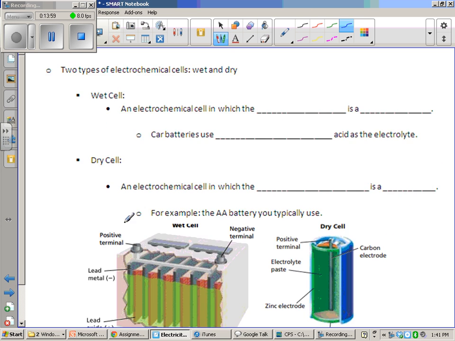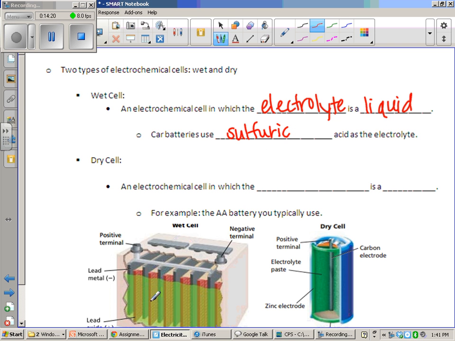Okay, there's also two different types of electrochemical cells, wet cells and dry cells, which are easy to remember because a wet cell is an electrochemical cell in which the electrolyte is a liquid. Like car batteries use sulfuric acid as the electrolyte. Okay, so here's your wet cell example, which looks more like a car battery. And then your dry cell, which you probably use on a more regular basis, like a AA or a AAA, that's a dry cell battery. It's because the electrolyte is a paste.